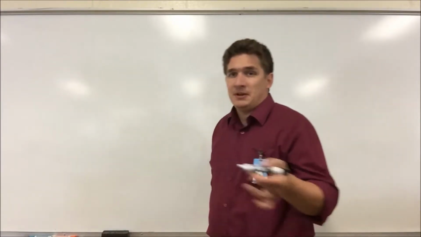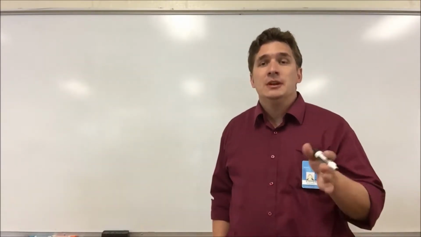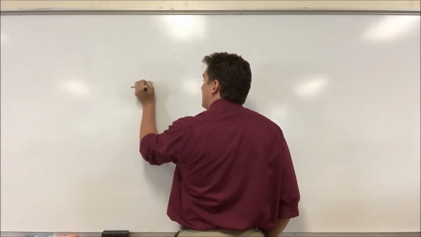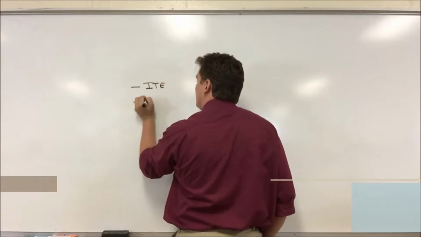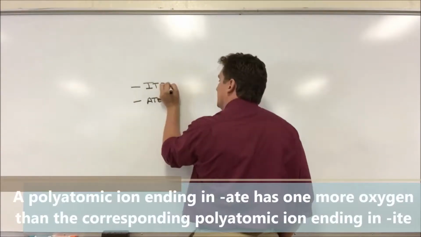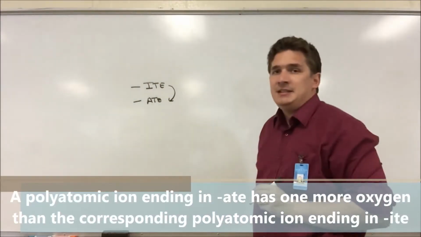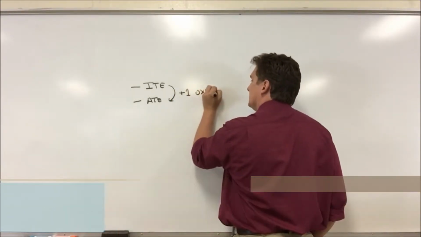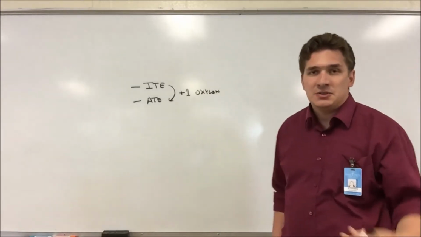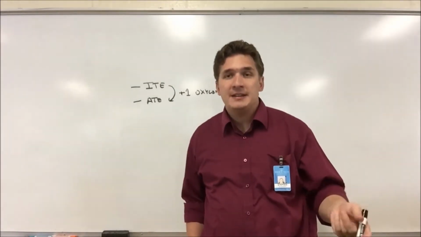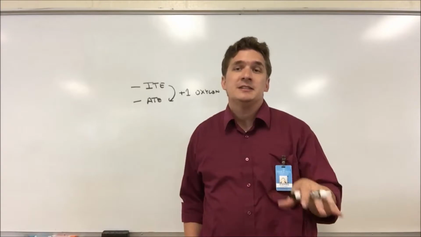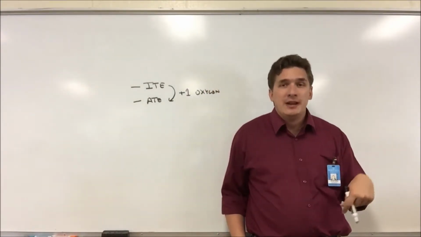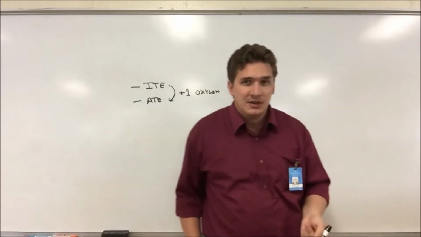But there is a trend with the polyatomic ions, and you can use this trend to help you memorize one and derive the rest. First trend is that if we have an ITE ending versus an ATE ending, the ion that ends in ATE has one more oxygen than the one that ends in ITE. So sulfate versus sulfite. Sulfite is SO3-2, sulfate is SO4-2. Nitrite is NO2-1 and nitrate is NO3-1, so they differ by an oxygen.